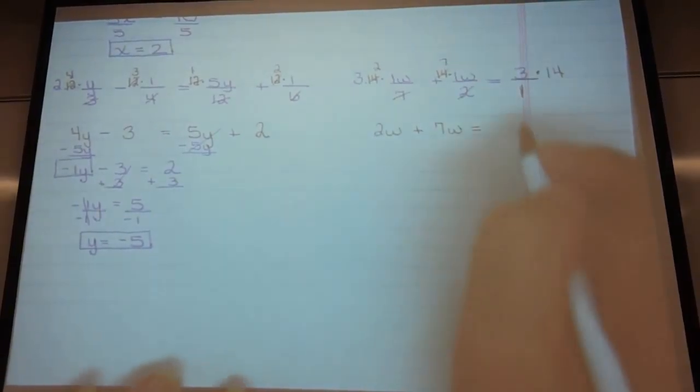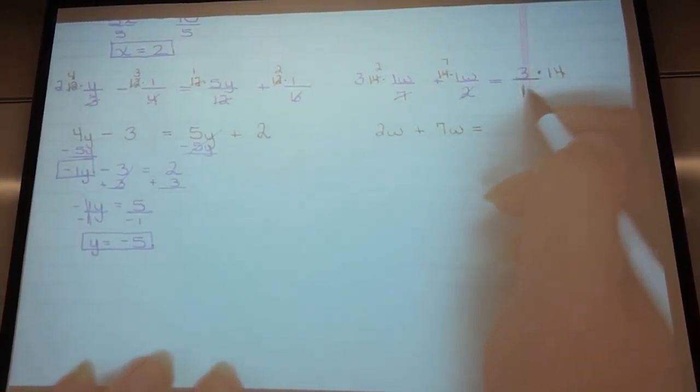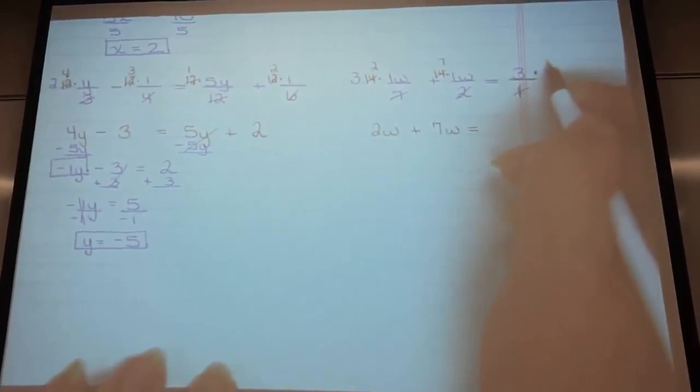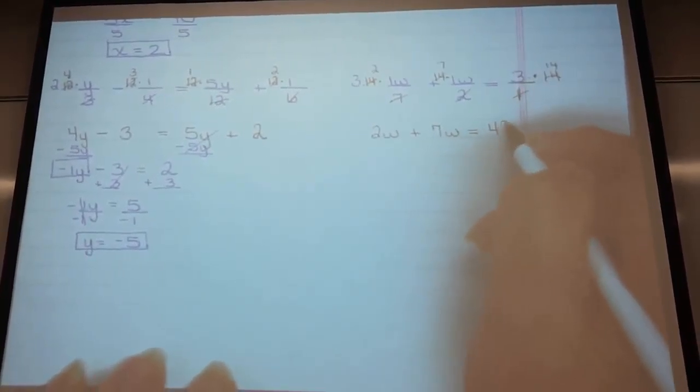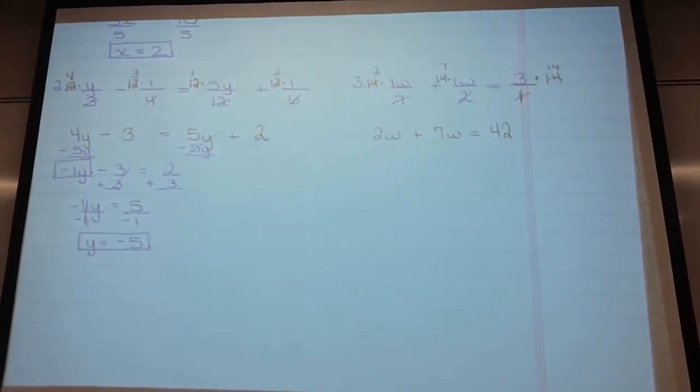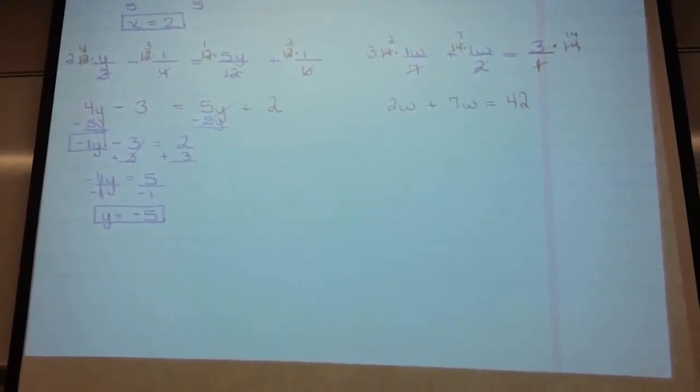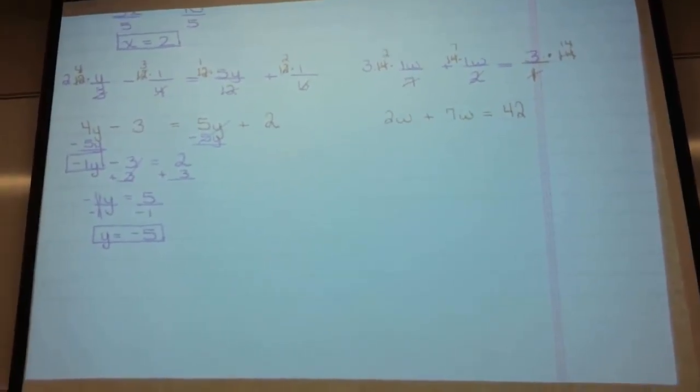42. Because you would say 1 goes into 14 times, but you still have to multiply and you get 42. If you have that line, you have learned the new material. That's the new step. Everything else is just a review.